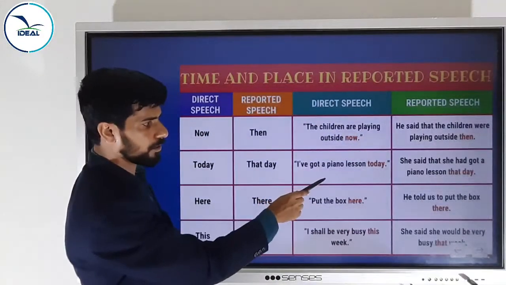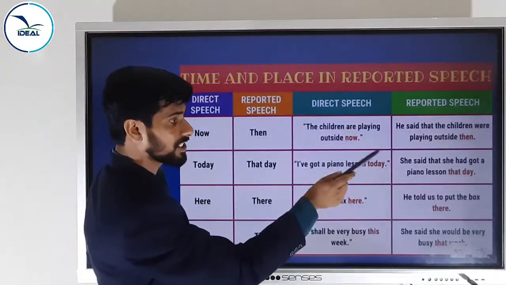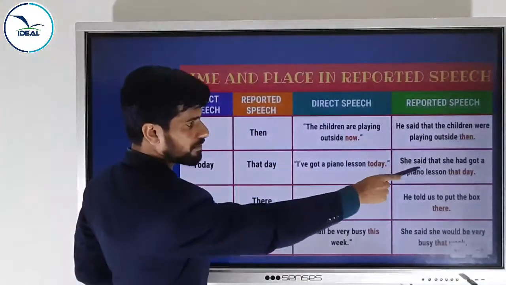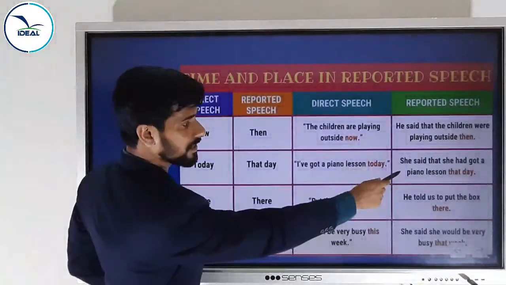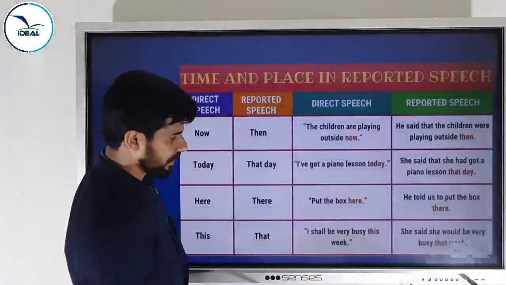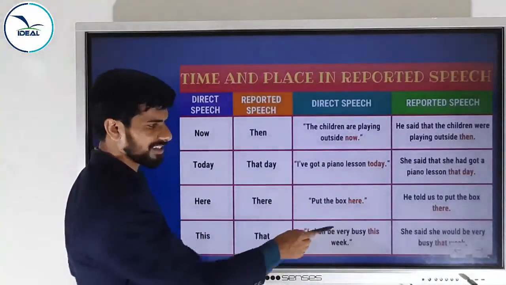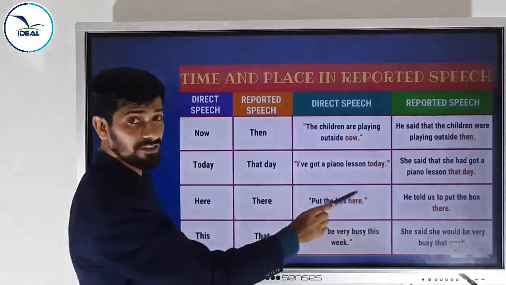"I have got a piano lesson today." She said that she had got a piano lesson that day. The change, notice, "today" becomes "that day", and "I have got", present perfect tense, is converted into past perfect. Okay, and what becomes "there"? "Here" becomes "there", right? "Put the box here." He told us to put the box there.